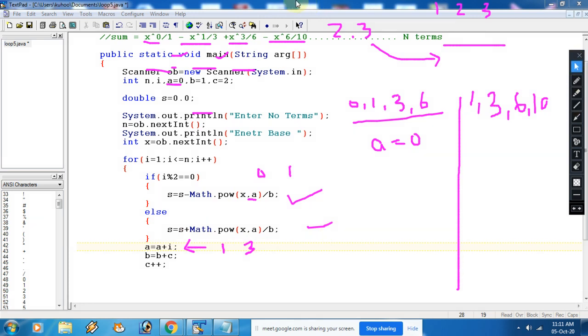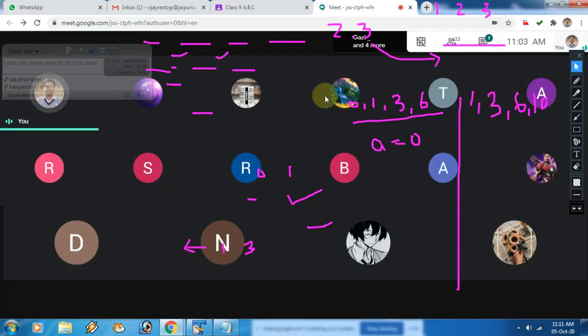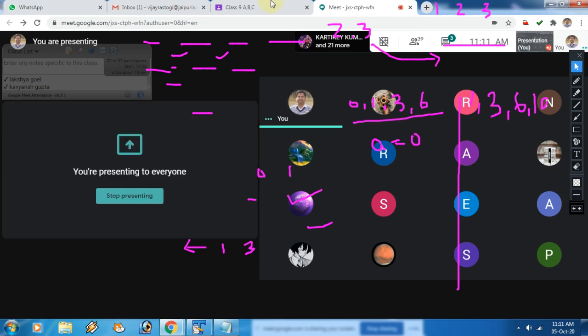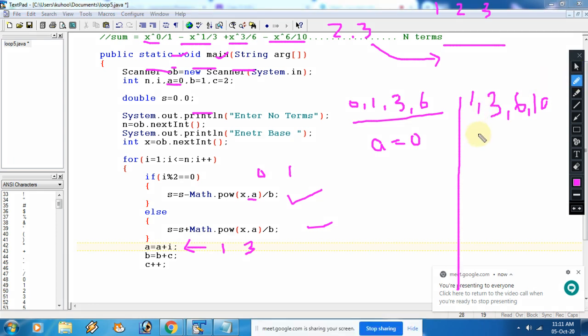Whenever you are doing this type of program, always remember one thing: the dry run is very, very important. Without a dry run, if you try to do this type of program, there will be a problem, right? So dry run is a must. Now see, for the denominator part, starting from 1, then 3, then 6, for that we are using a variable b and assign 1.